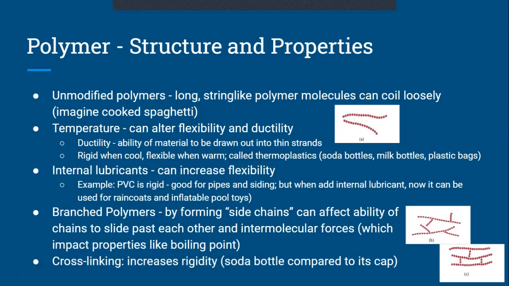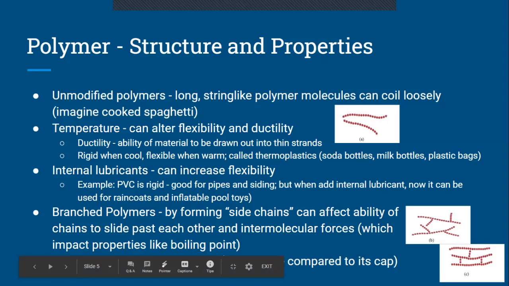And last, there's cross-linking. Cross-linking will make something more rigid, so we say it increases its rigidity. Soda bottles and their cap are two different polymers. The cap has cross-links, it's much more rigid, and the soda bottle does not. And this is our picture to show cross-linking. So it looks a lot like a ladder.